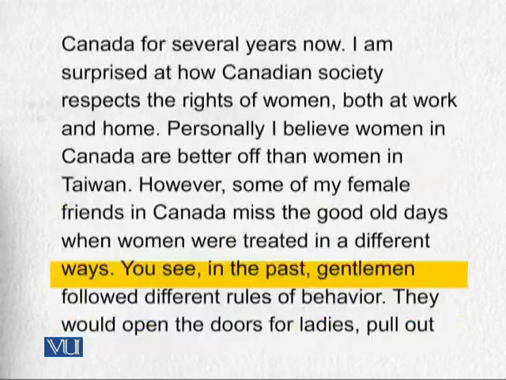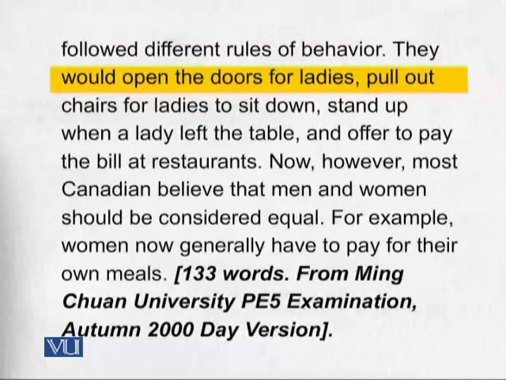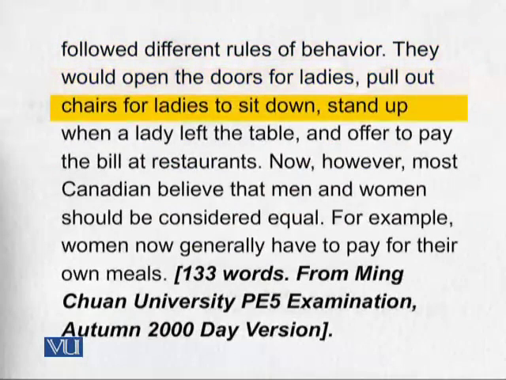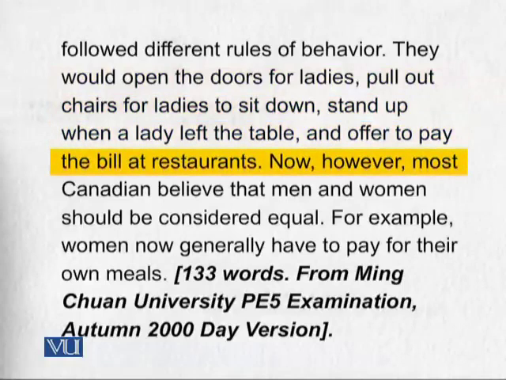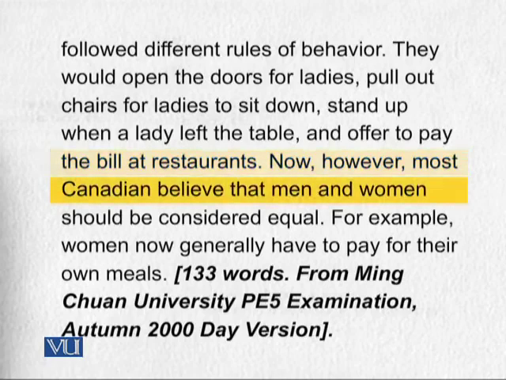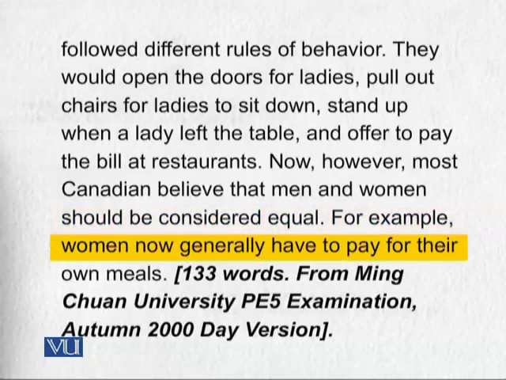Next, you see, in the past, gentlemen followed different rules of behavior. Now, what was that rule of behavior? They would open the doors for ladies, pull out chairs for ladies to sit down, stand up when a lady left the table, and offer to pay the bill at restaurants. Now, these 4 or 5 things which he mentioned are sort of examples which he talked about. Then he says, now, however, most Canadians believe that men and women should be considered equal. This is another point which we can consider for our summary. For example, women now generally have to pay for their own meals.